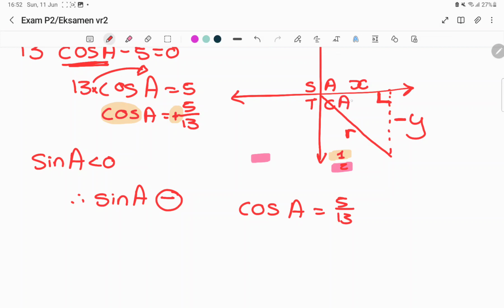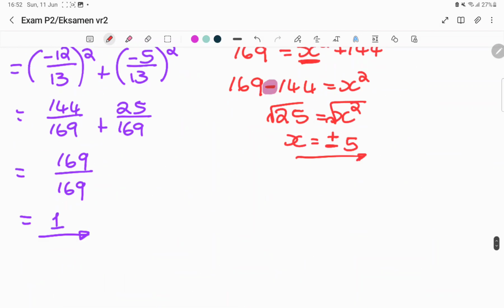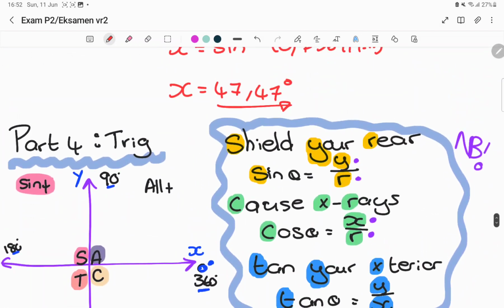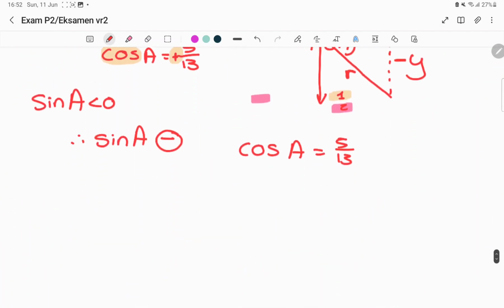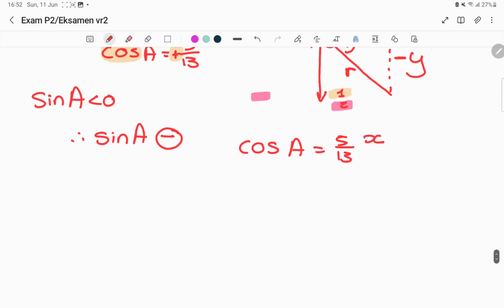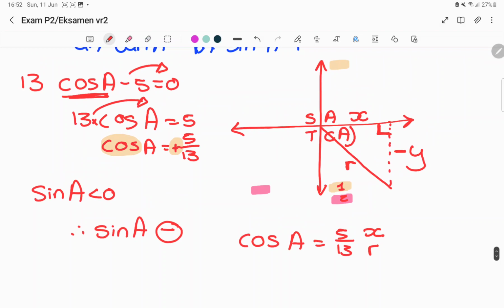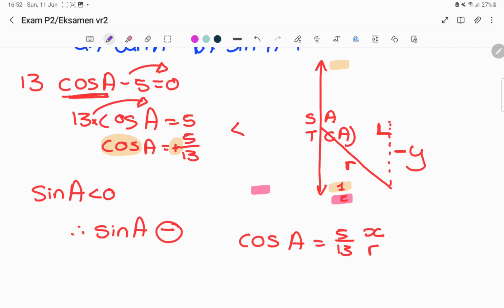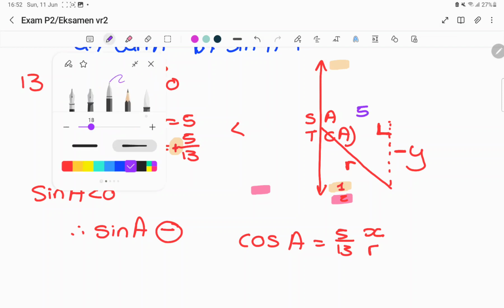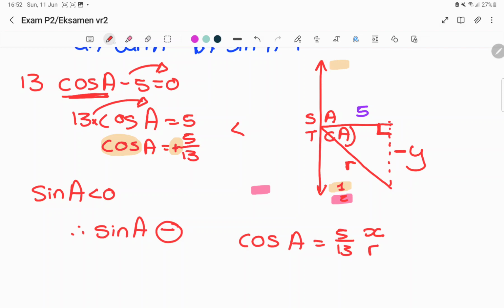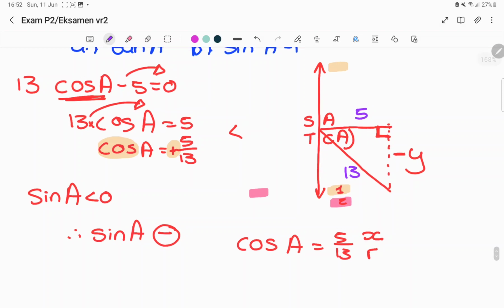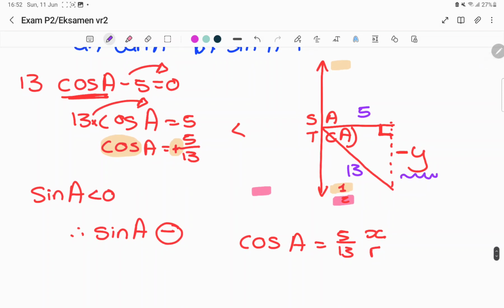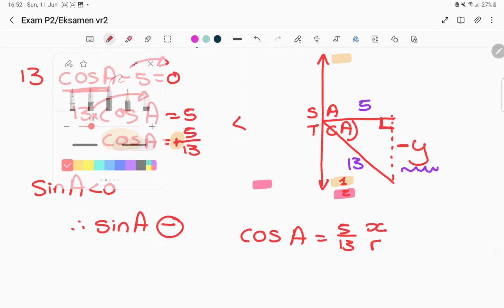So cos A, we remember cos is my x value over my r value. So that's what I'm going to do now. My x value is 5 and my r value is 13. Let's put that into my triangle. In x's place, I'm putting my 5, and in r's place, I am putting my 13. Remember there's always going to be a side you have to calculate. The side I have to calculate is my y.